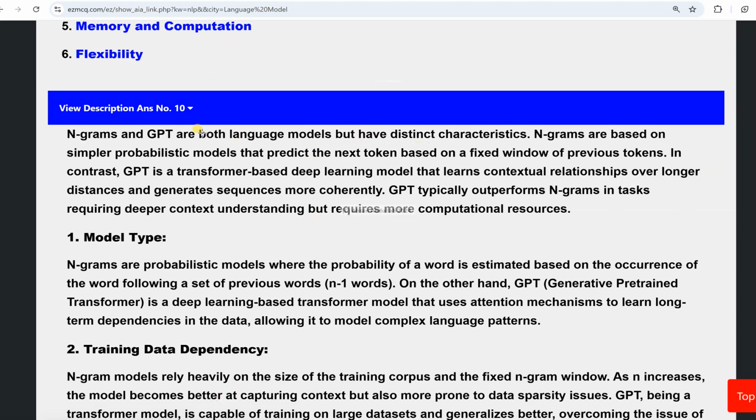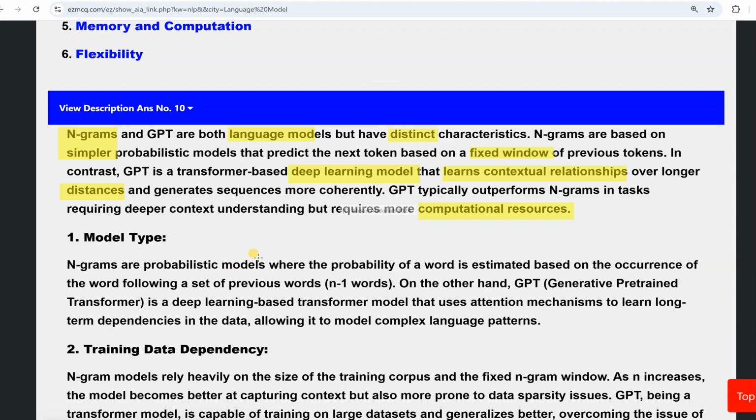Both n-gram and GPT are language models, but they have distinct and different characteristics. N-gram is based upon simpler probabilities, and it has a fixed window. It's not dynamic. GPT is a deep learning model. It learns contextual relationships and not distances, not unigram or bigram or trigram. And of course, it is also dynamic. But since it requires more computational resources, it requires CPU power, it requires memory, it requires electrical power also. So let's move ahead.